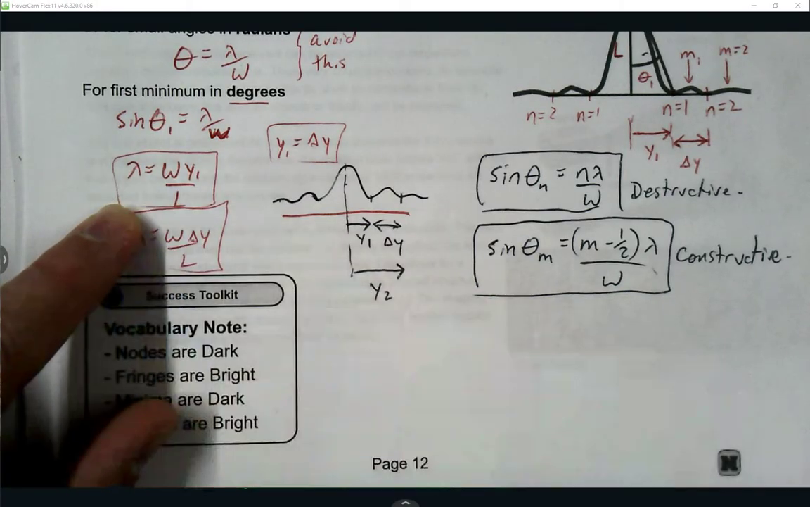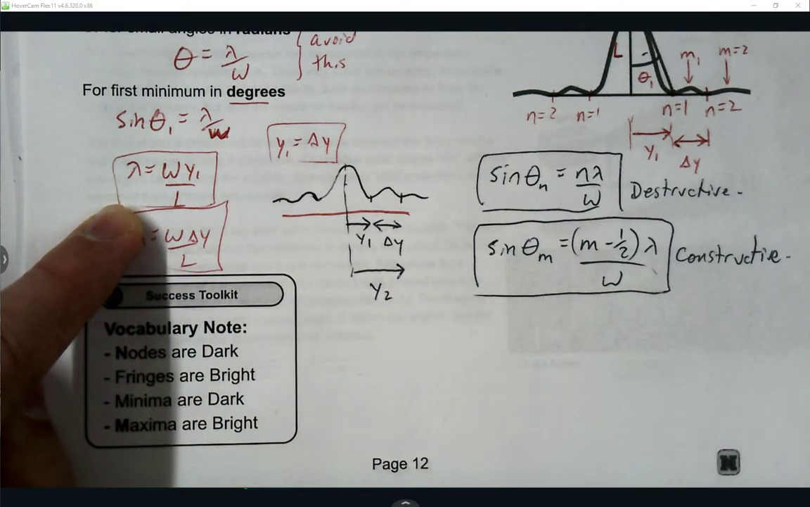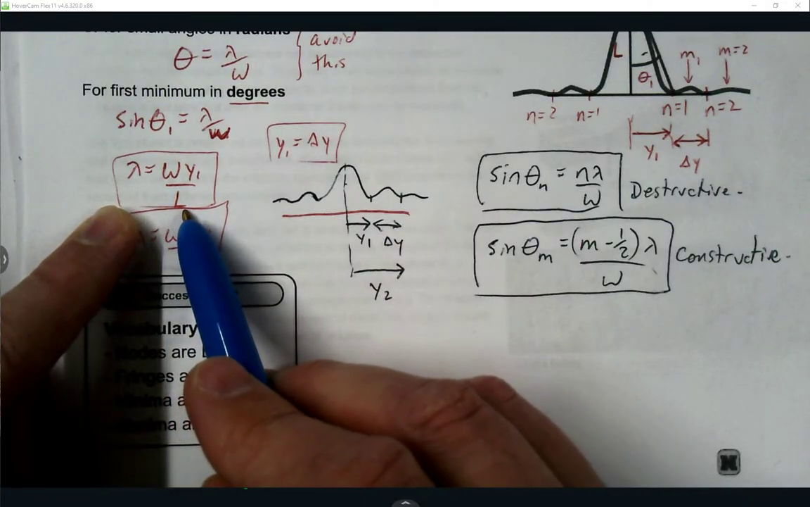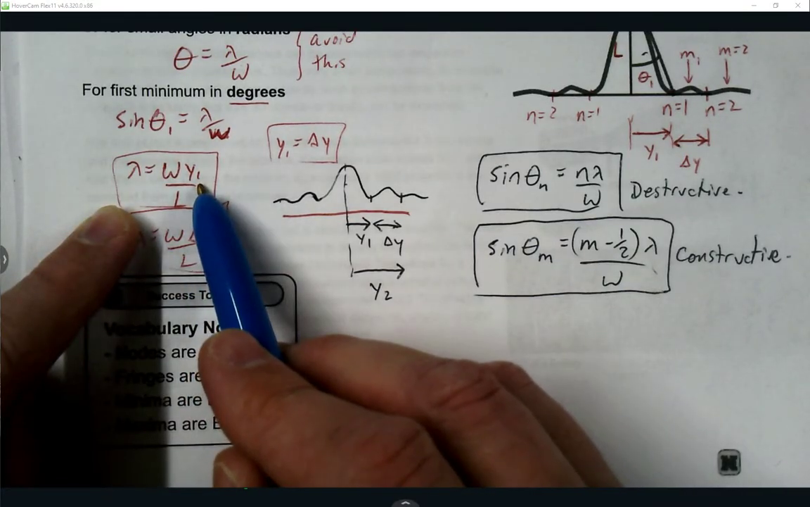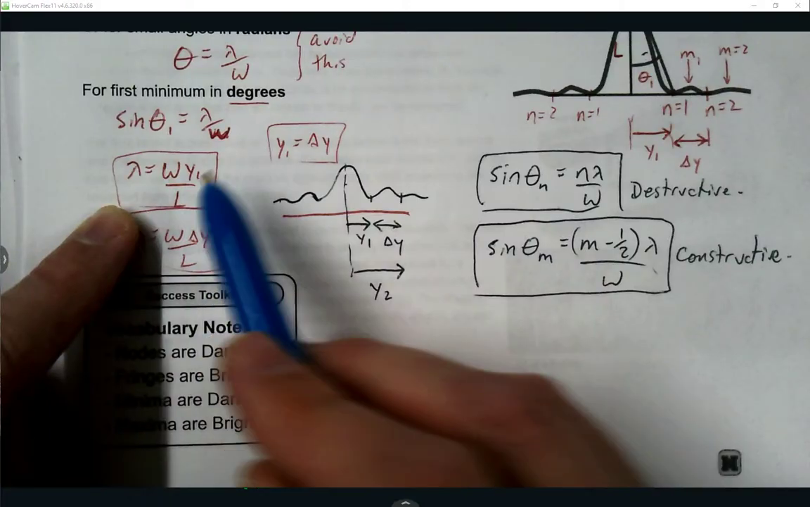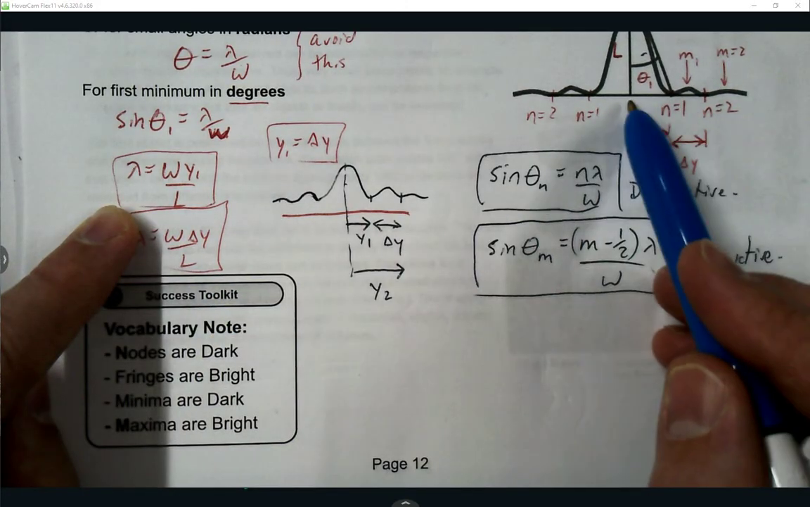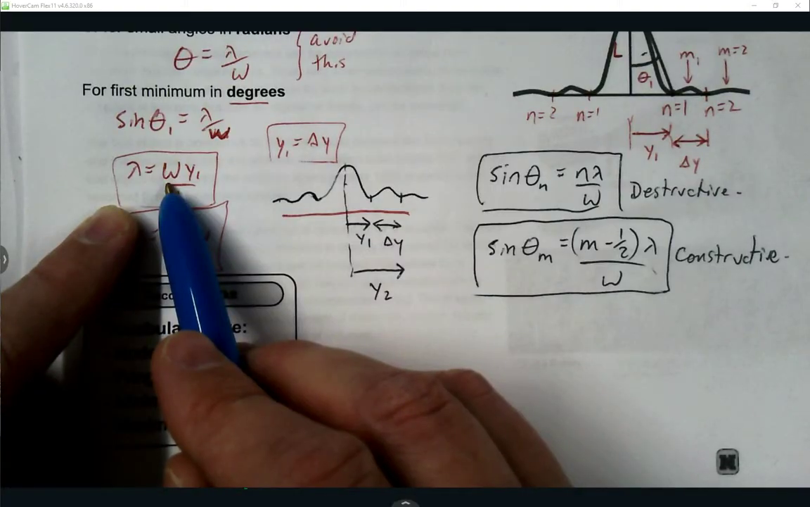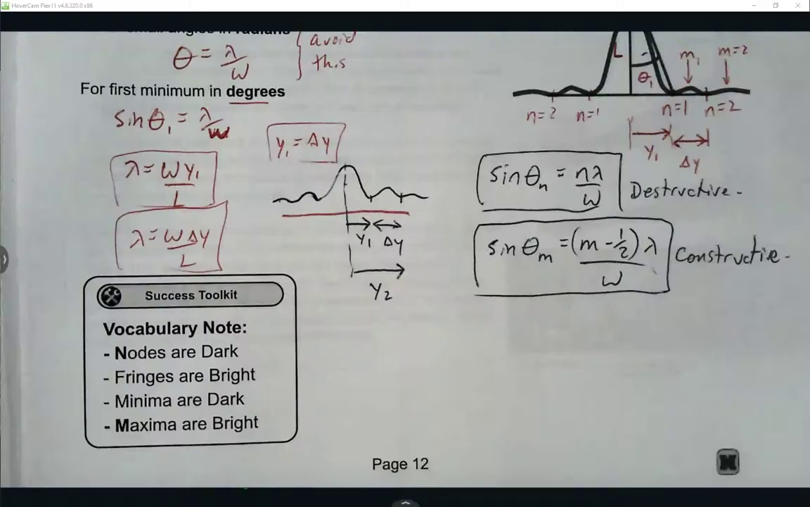I said earlier that we could use this for materials testing. If I know what the wavelength of my laser is, and I can measure how far my crack in a material is from a screen that I'm projecting onto, and I can measure on the screen how far away the first destructive interference is from the center of the pattern, then that means I could calculate how big the crack is in my material. This could be a materials testing thing, okay? That's a great use for this.